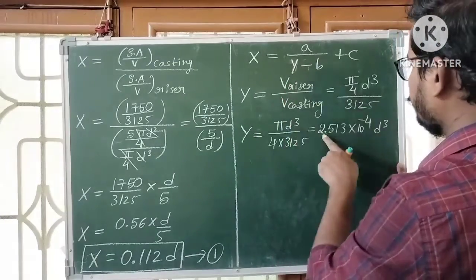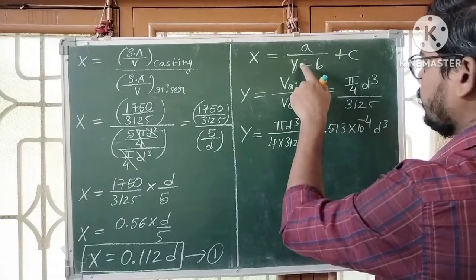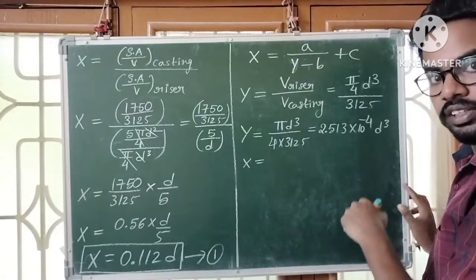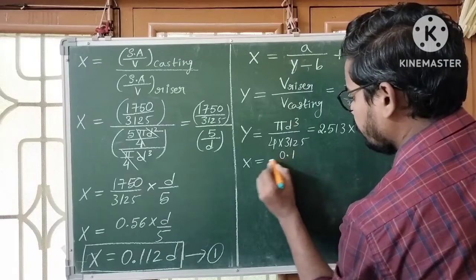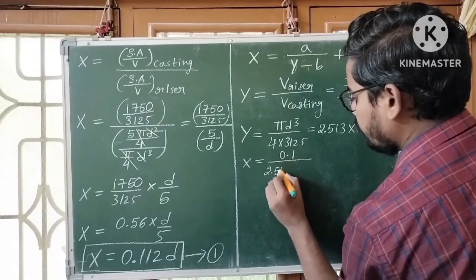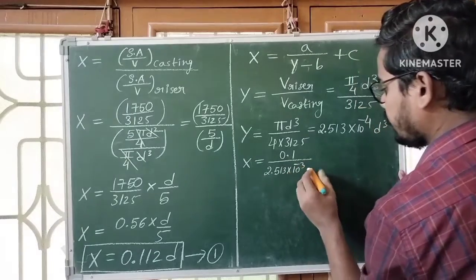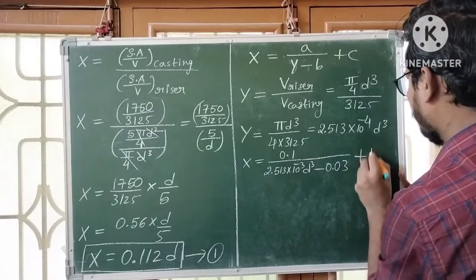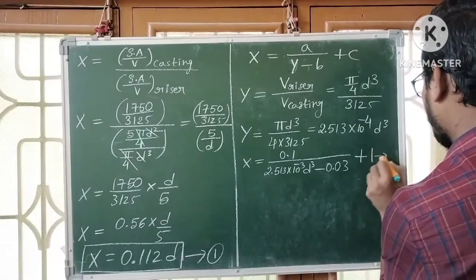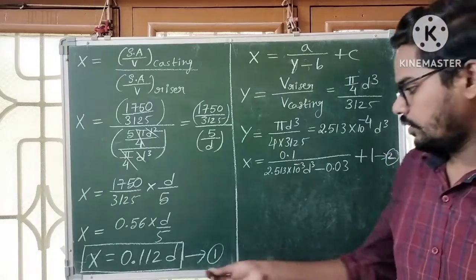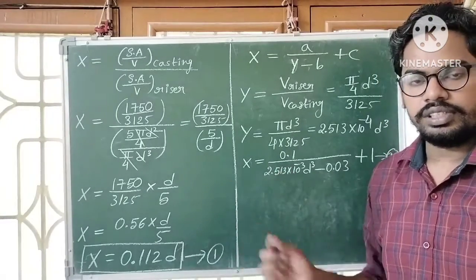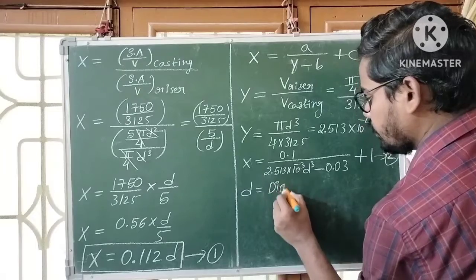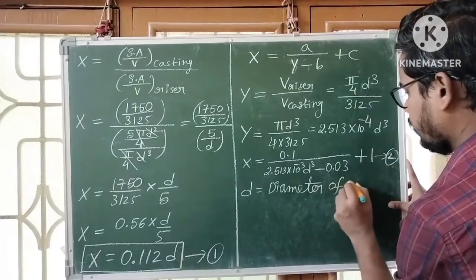Now put y is equal to 2.513 into 10 to the power of minus 4 d cube in the freezing ratio. So x is equal to a by y minus b plus c. A, B, C are constants, already given in the question. A is given as 0.1 by y value, 2.513 into 10 to the power of minus 4 d cube, minus b value 0.03, given, plus c value 1. This is equation number 2. Now in both the equations, what is the unknown? Unknown is d. Here d is equal to the diameter of riser. Ultimately we have to find the diameter of riser.